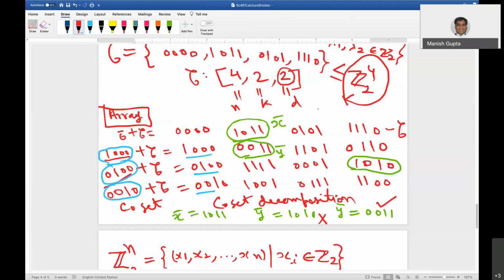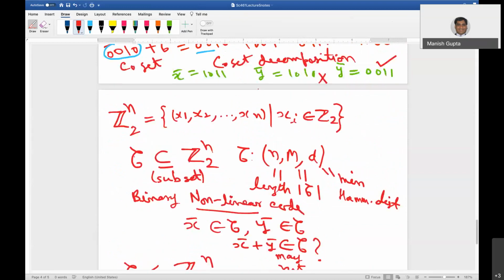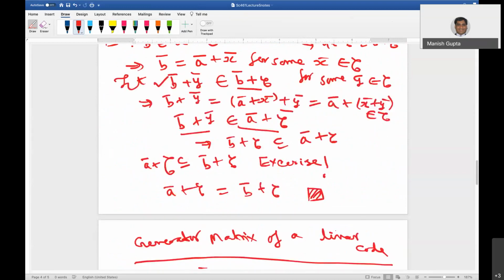Okay, distance is 2 means we know that we will be able to correct t = (d minus 1)/2 errors. Since d is 2 here, (2 minus 1)/2 is 0, so t is 0, so we will not be able to correct errors in general. But sometimes we will be able to correct the errors even if the distance is 2. Okay, so this is the whole scenario of coset decoding. Any question at this point about coset decoding?